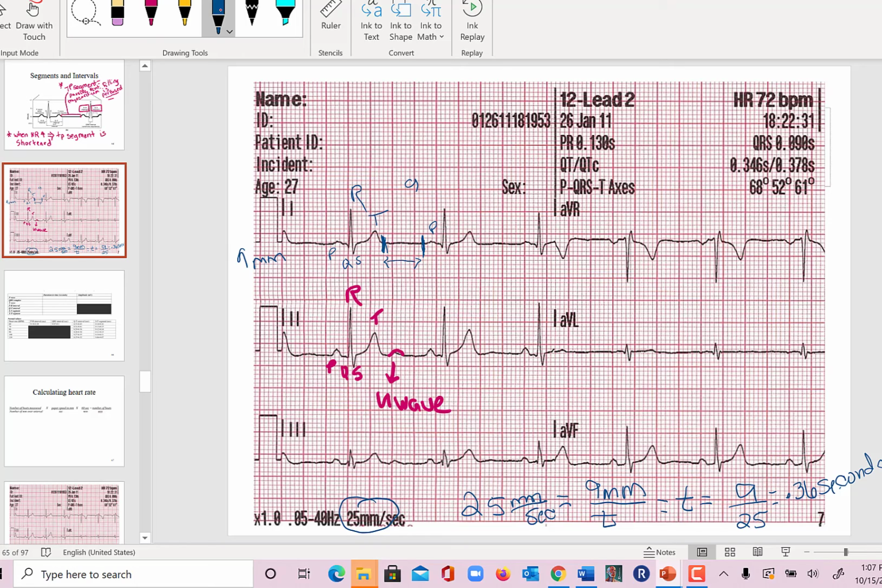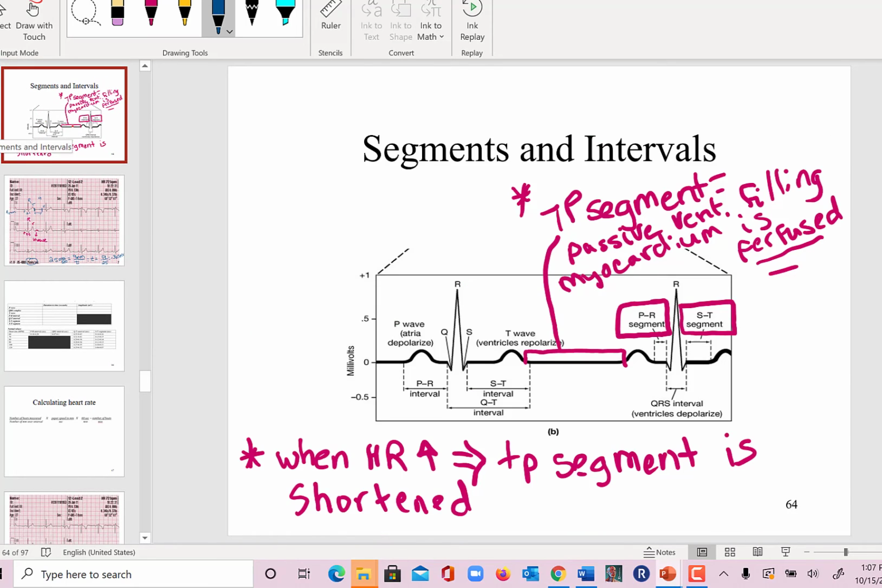Be ready on your EKG exam to calculate the time for any of the intervals or segments that have been listed on this previous slide. Don't forget to add the TP segment to this picture as I've shown you.